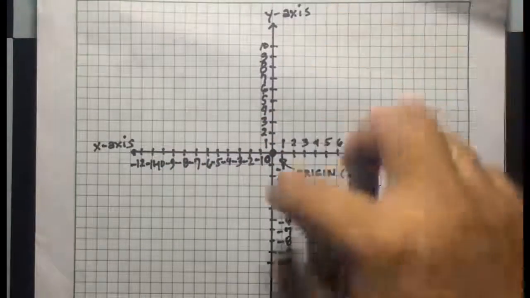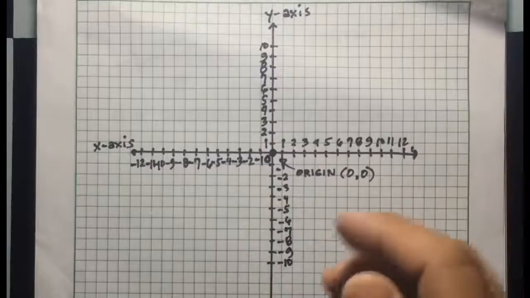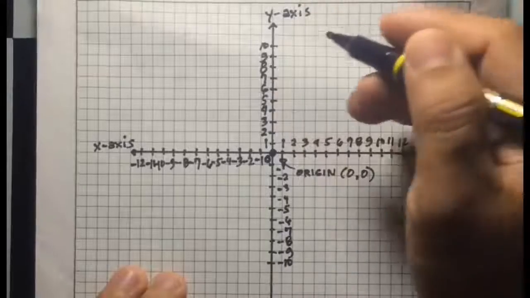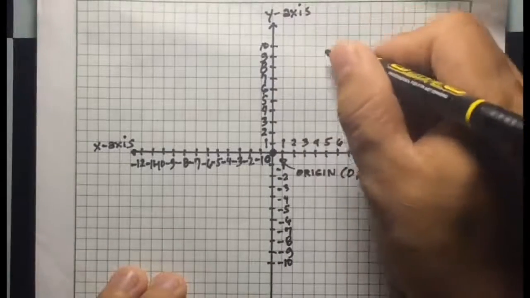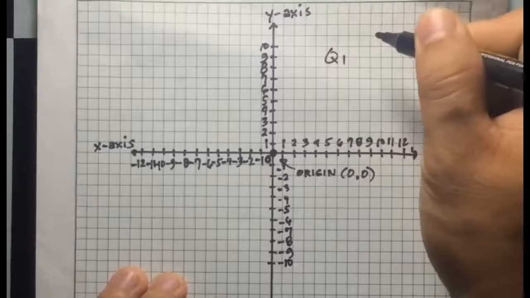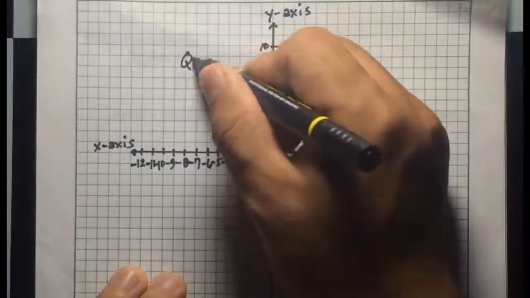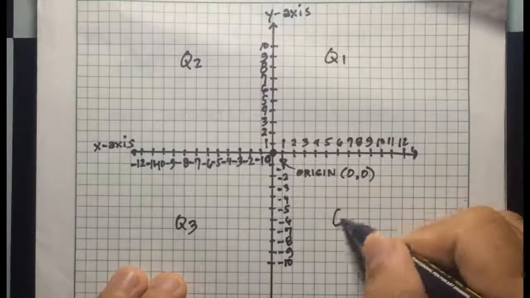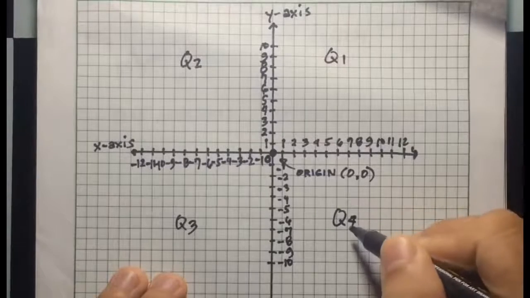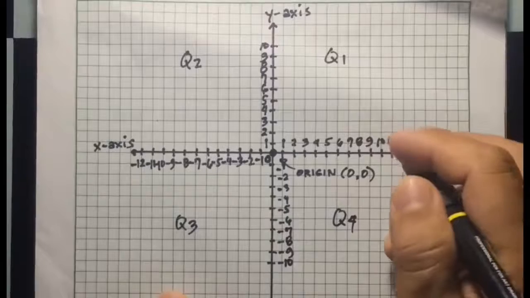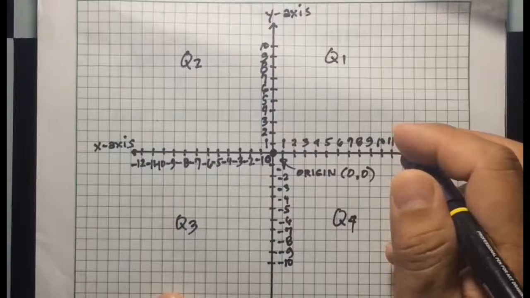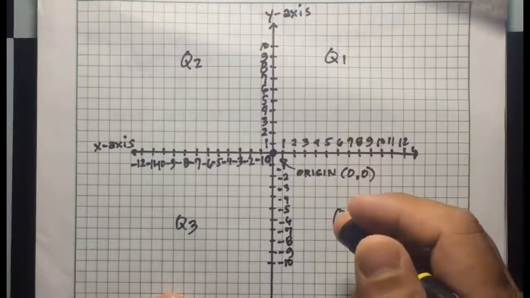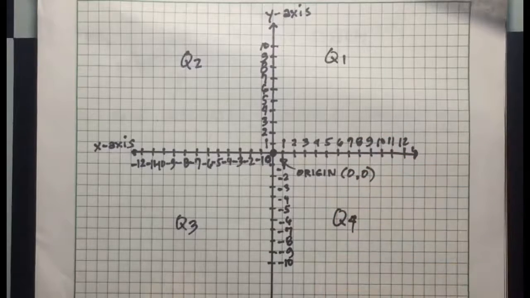Then these two perpendicular lines divide the plane into 4 quadrants. So this quadrant here will be quadrant number 1. Then quadrant number 2. Then this is quadrant number 3. And this will be quadrant number 4. Now, the Cartesian plane is composed of infinitely many points. So there is an infinite number of points found in this plane.